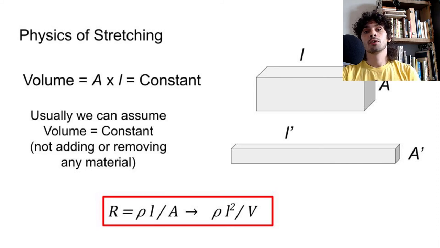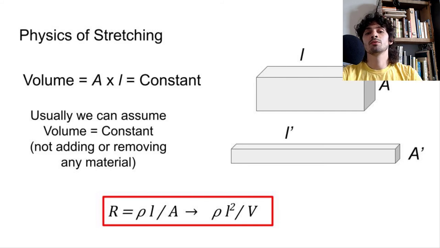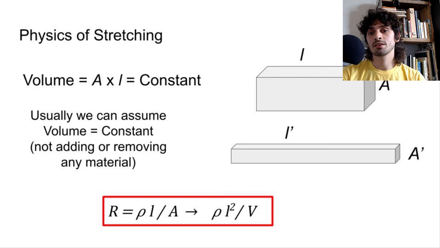So we rewrite the resistance in terms of length and volume and look at how the total resistance changes. And what we would expect is a quadratic change in the resistance as you change the length. So what we did here was we took the resistance equals resistivity times length divided by area, and we substituted in length divided by volume for our area. This is the constant volume assumption, and that's where you get the length squared here.